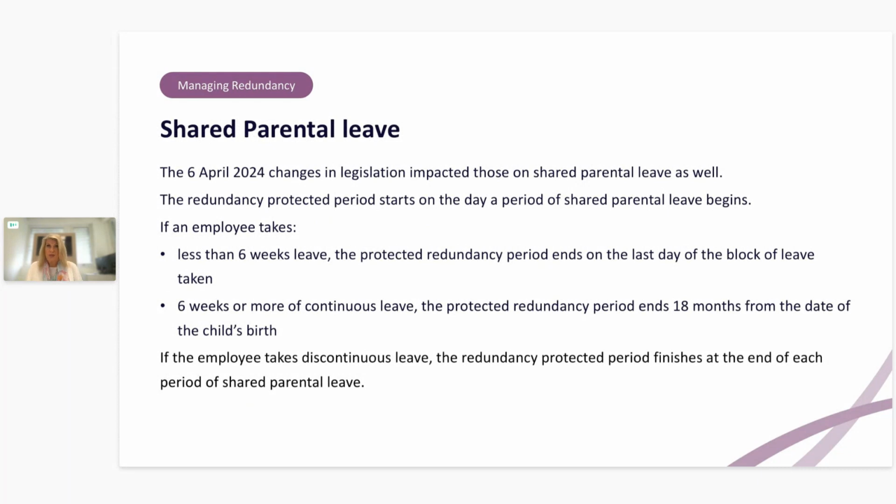For shared parental leave, the redundancy protected period starts on the day the shared parental leave begins. However, if the employee is taking less than 6 weeks shared parental leave, the protected redundancy period ends on the last day of the block of leave taken. So it is only in place for the actual time they are on leave for. That's where they take it for less than 6 weeks. If, however, they take 6 weeks or more of continuous leave, then the protected redundancy period will end at 18 months after the date of the birth of the child.